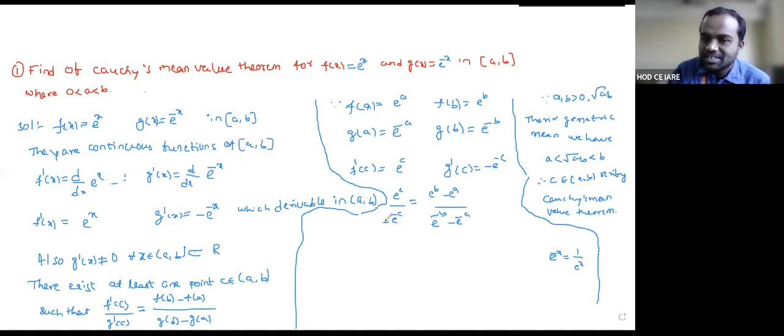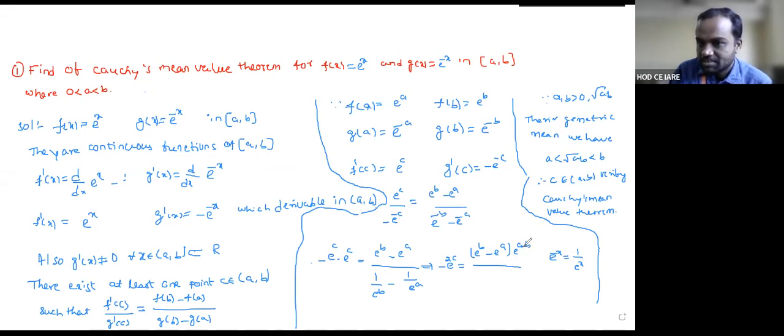Using that logic, we get e^c into e^c over minus, is equal to e^b minus e^a by 1 by e^b minus 1 by e^a. So taking the LCM and the minus common, we can write e^(2c) is equal to e^b minus e^a, over e^a e^b. Bases are equal and powers should be added, so e^(a+b).